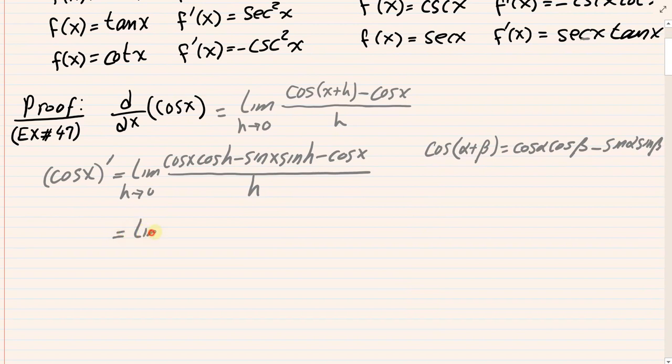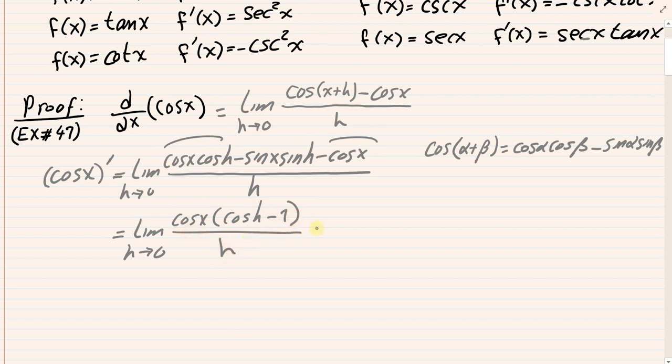We're going to split this into two limits now, right? From the first and the last term, they have cosine x in common, so let's factor out cos x, and that's going to give us cosine h minus 1 divided by h, and then minus sine x sine h divided by h, right? So we split that into two fractions.